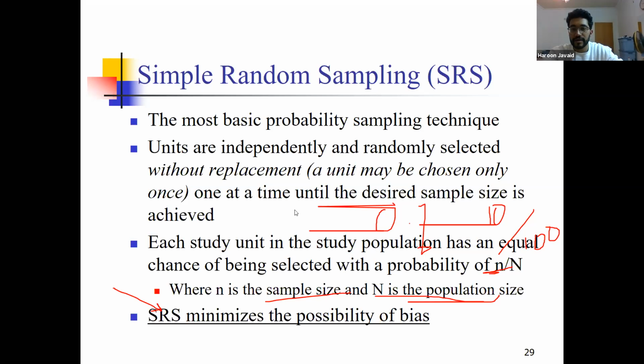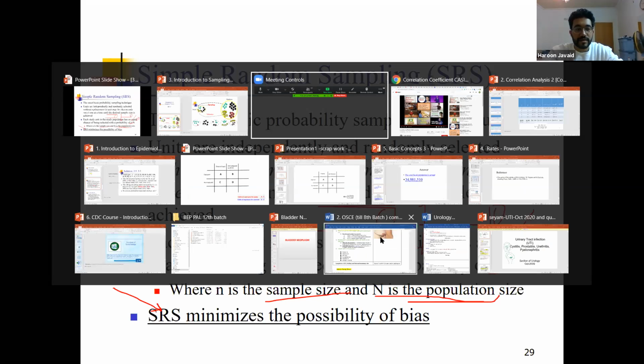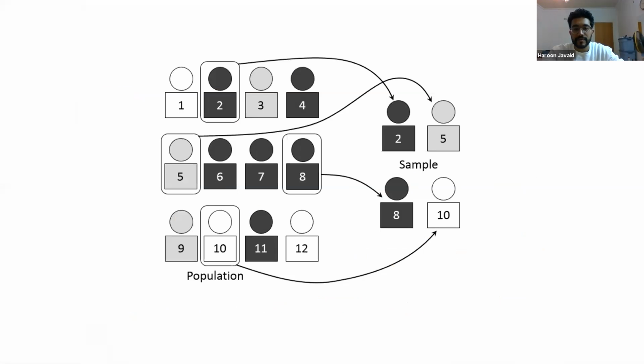Another example of this is, where are you? Over here. So over here, we can literally choose anyone from the sample. There's no order to it, nothing. This is simple random sampling.